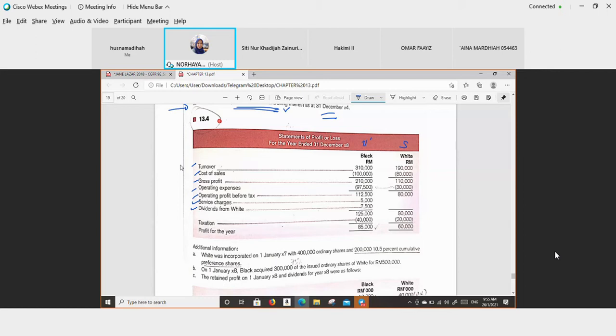Betul tak Kak Tira? Betul. So bila saya sebut intercompany dividend, it should be what? Kenapa? Yes, you have to eliminate this from the group profit or loss. Okay, the rest of you, bila sebut intercompany dividend or intercompany transactions, it should be eliminated from the consolidated profit or loss. Okay?